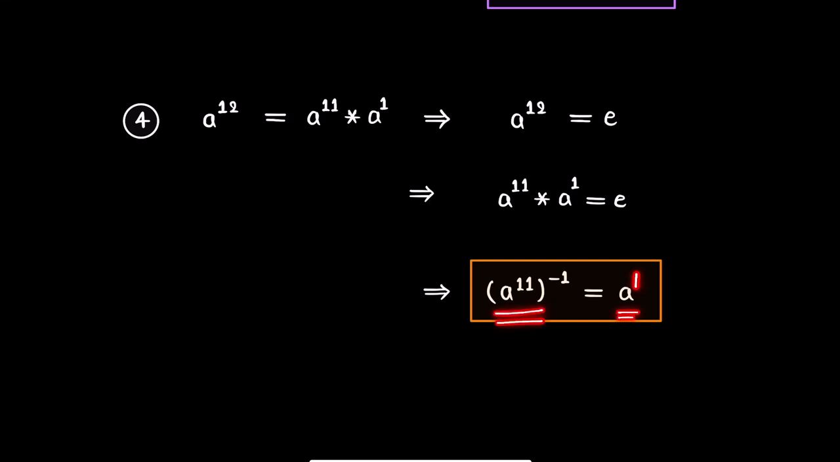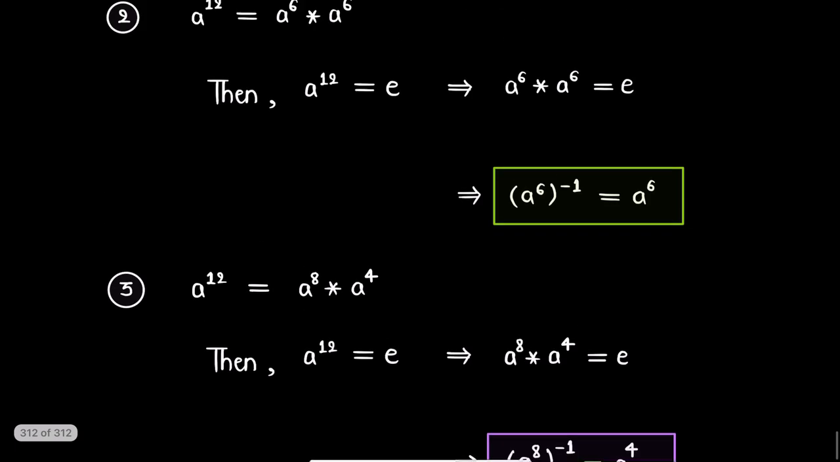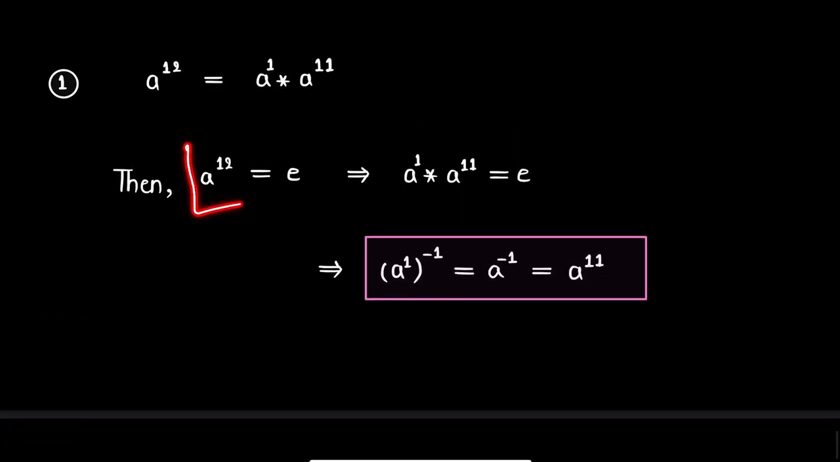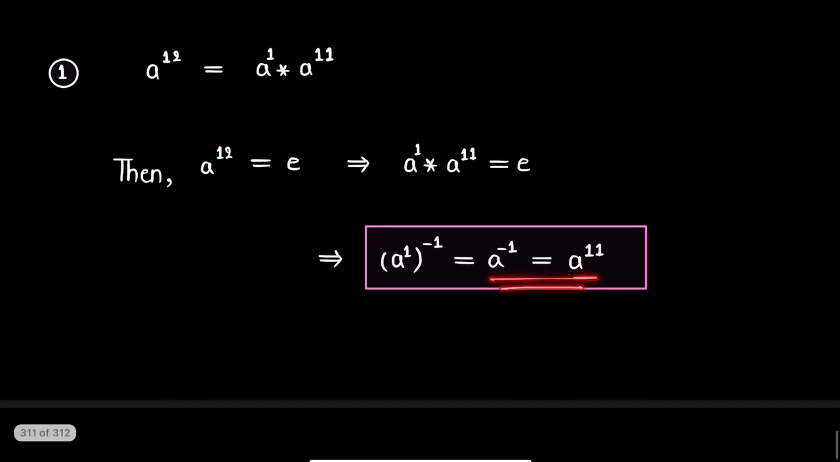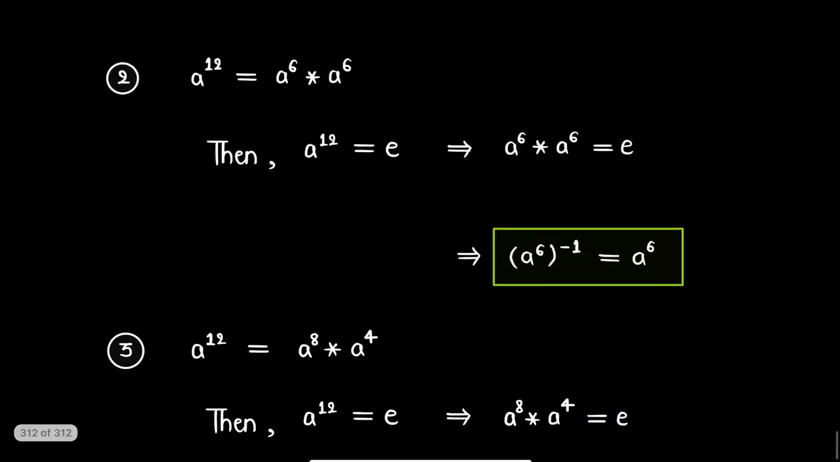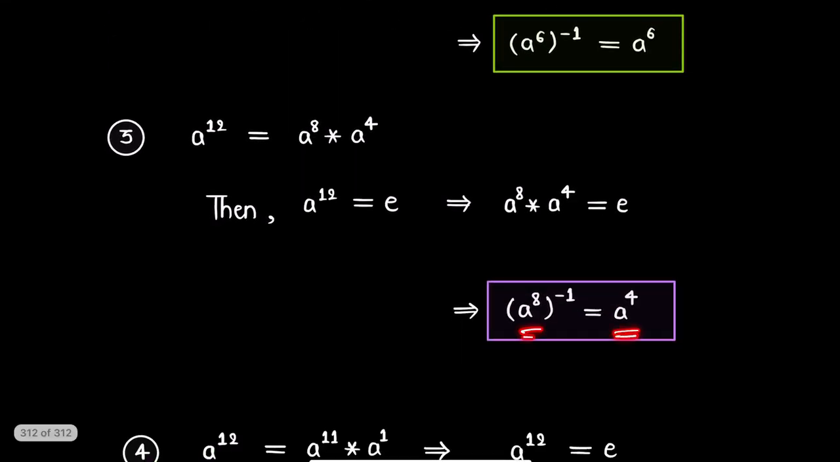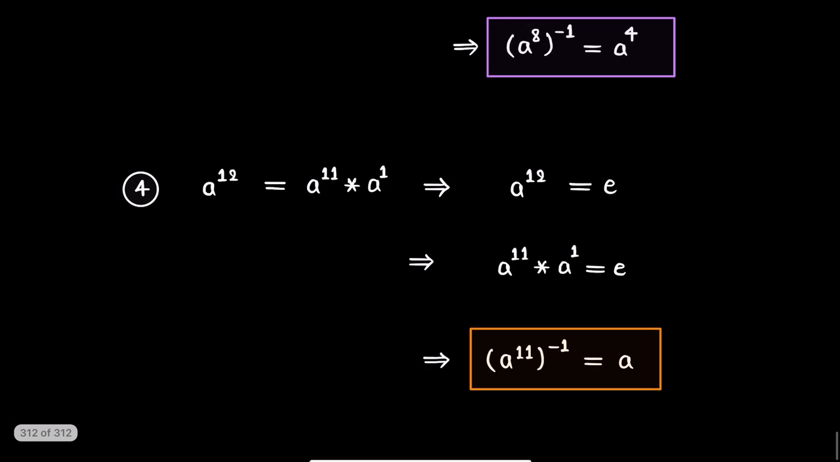And so we have found that for the given condition a^12 equals identity, the inverse of a is a^11, the inverse of a^6 is a^6, the inverse of a^8 is a^4, and the inverse of a^11 is a, and this completes our solution.